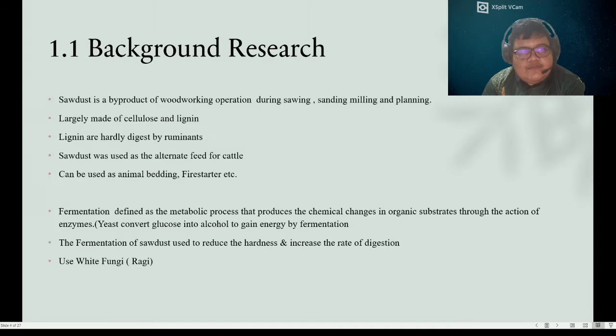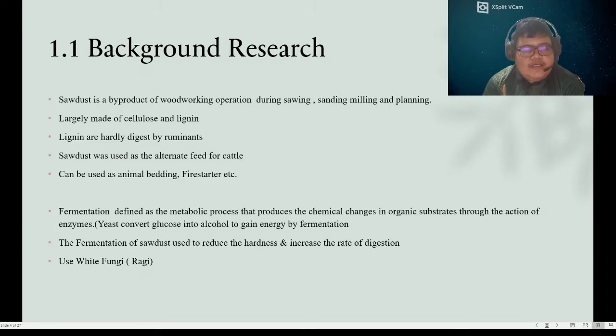Chapter 1, Introduction. Background research. Sawdust is a byproduct of woodworking operations during sawing, sanding, milling, and planing. They are largely made of cellulose and lignin, which are hardly digested by ruminants. Sawdust is used as an alternate feed for cattle and can be used as animal bedding, fire starter, etc.